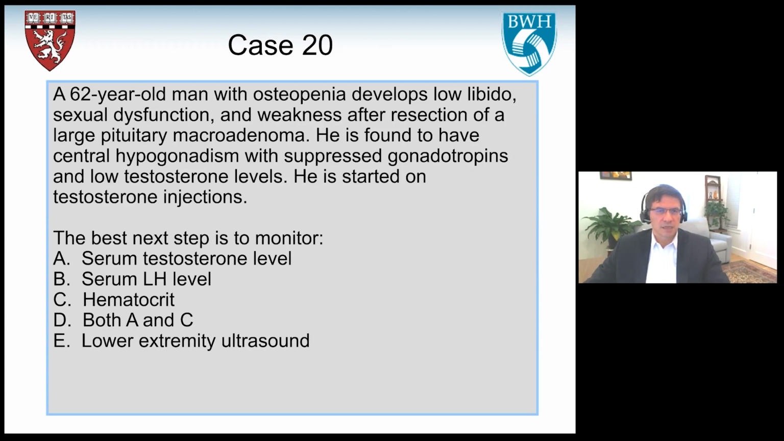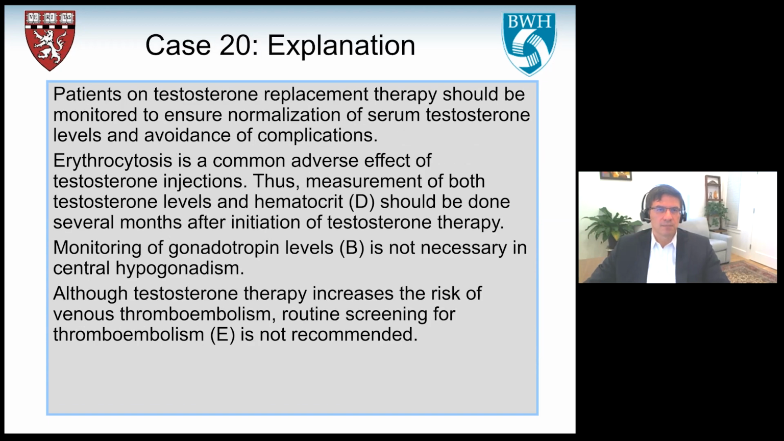The best next step is to monitor A, serum testosterone levels, B, serum LH level, C, hematocrit, D, both A and C, or E, lower extremity ultrasound. And the right answer is D, both A and C, and that includes measurement of testosterone levels and hematocrit.